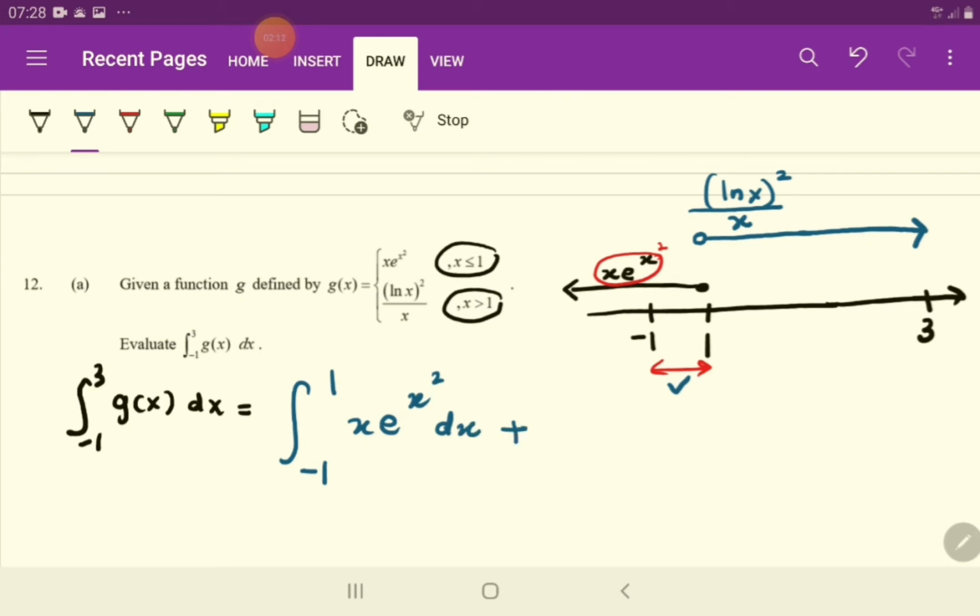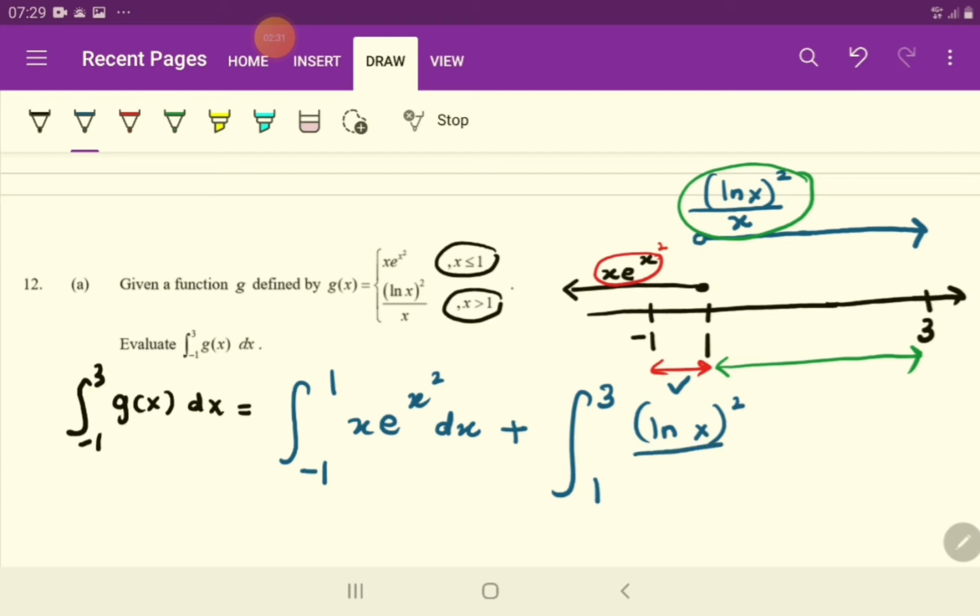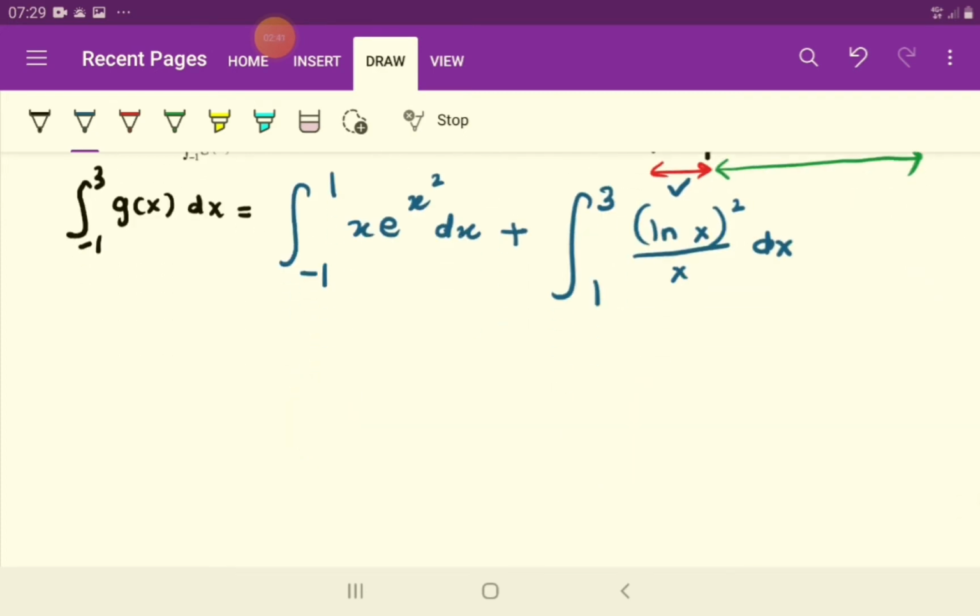And then plus the integral from 1 to 3 of ln x squared over x, because this uses the second function. For the first integral, we can use integration by substitution, but for the second one, we need to use integration by parts. You can see the level of this question combines both techniques.